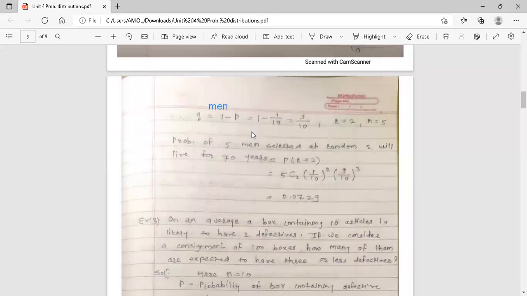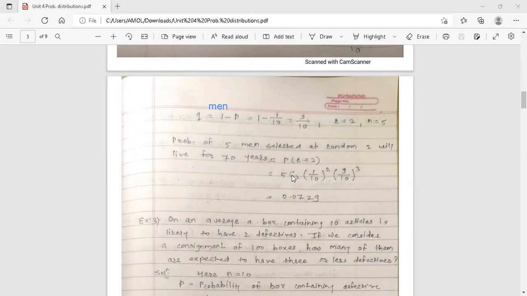See, the probability of R is equal to the probability that of 5 men selected at random, 2 will live for 70 years. The value of R, the number of successes, is 2, because out of 5 men only 2 will live for 70 years. That is our success. R is equal to 2. Now the formula of binomial distribution is nCR into P raised to R, Q raised to n minus R. N is 5 here. A sample of 5 men is taken.